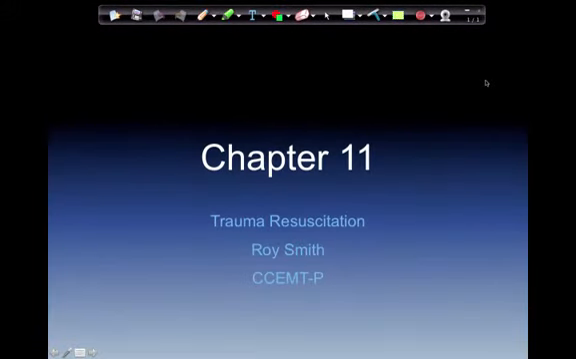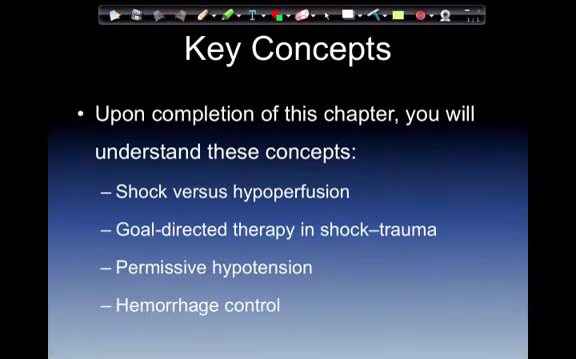This is going to be Chapter 11, Trauma Resuscitation. Key concepts. Upon completion of this chapter, you'll be able to understand shock versus hypoperfusion, goal-directed therapy and shock trauma, permissive hypotension, and then hemorrhage control.